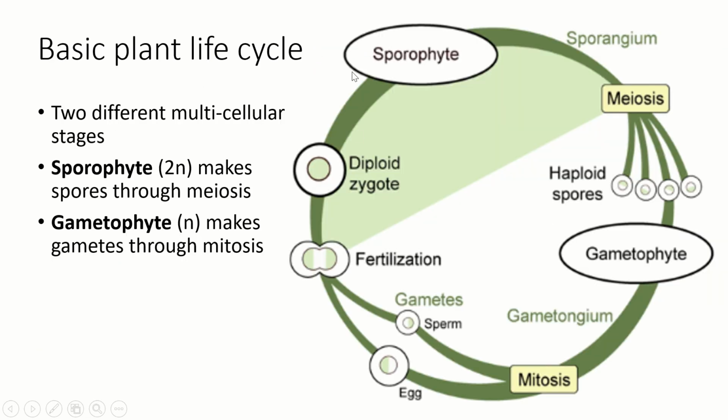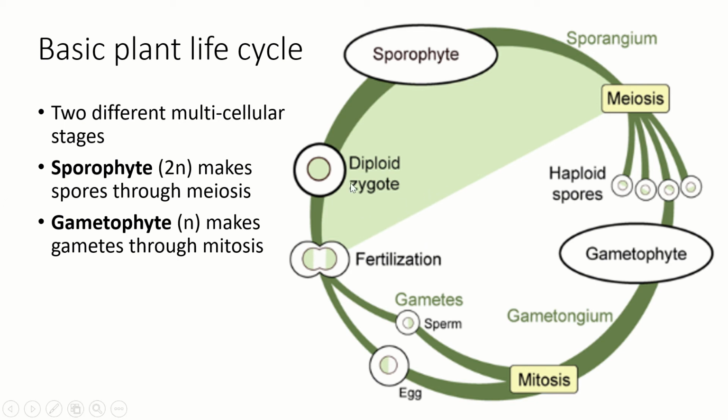We're going to talk about plant life cycles, and I don't want you to know all the details about all the life cycles, but I do want you to know this basic system. And that is that there are two multicellular stages. Now this is different from mammals where the gametes, which are haploid, are only unicellular, one cell, and then they fuse together to make a diploid cell that then does mitosis and creates a multicellular organism.